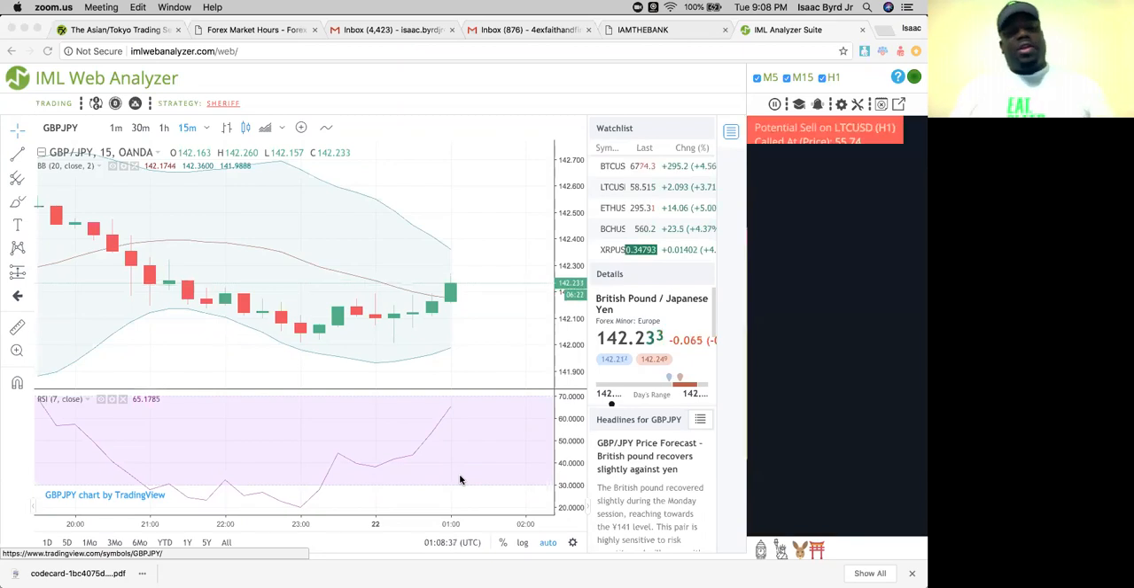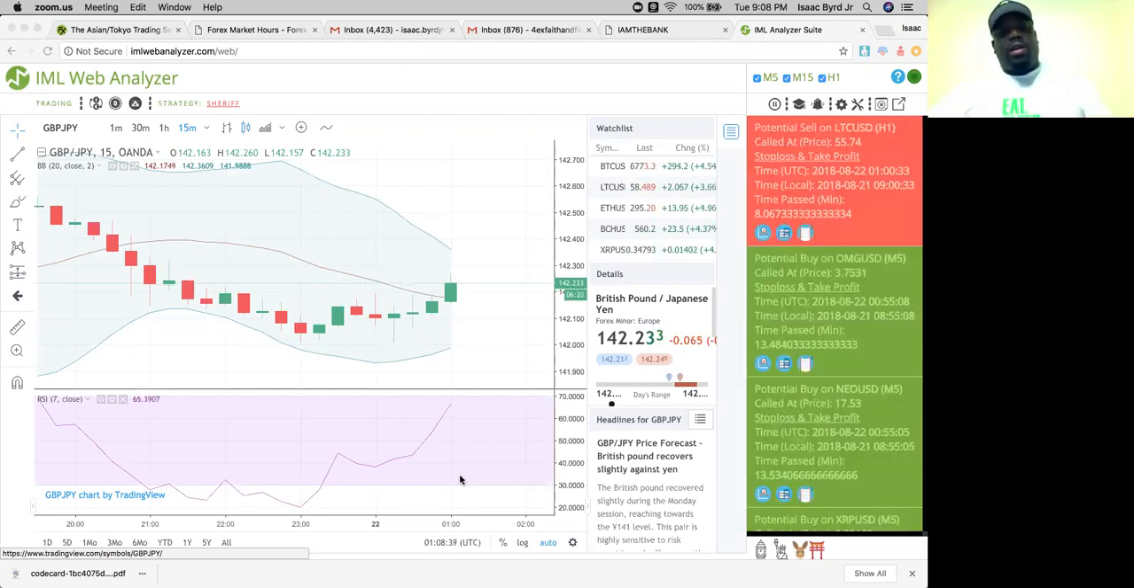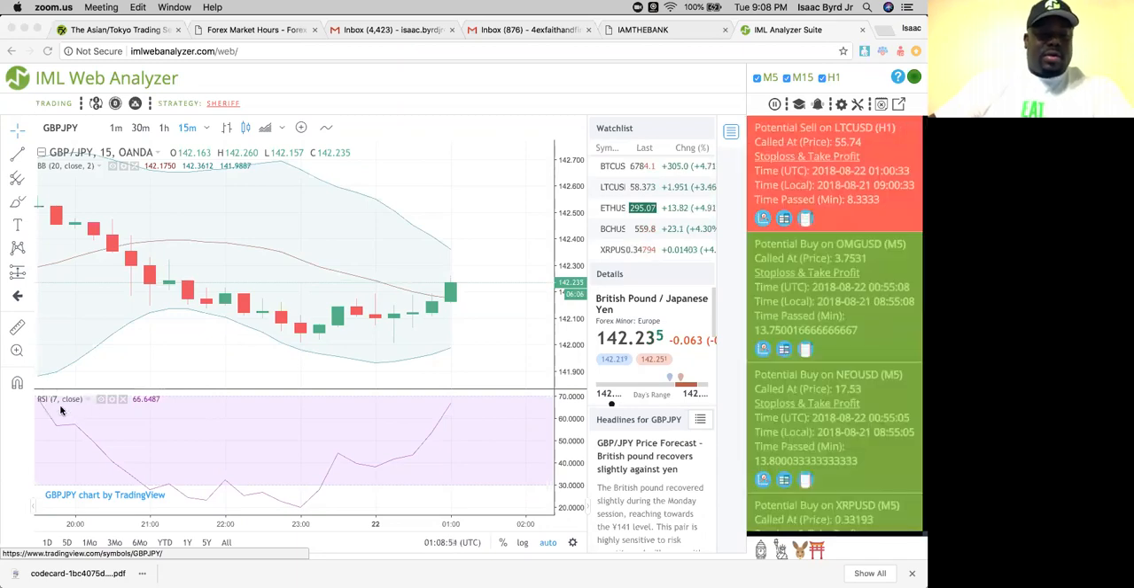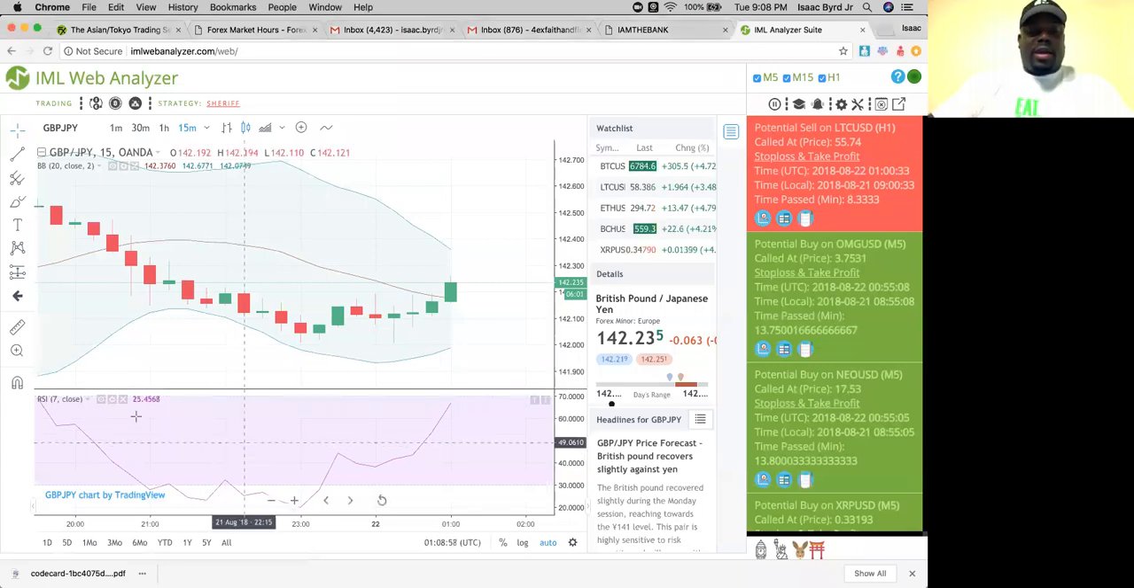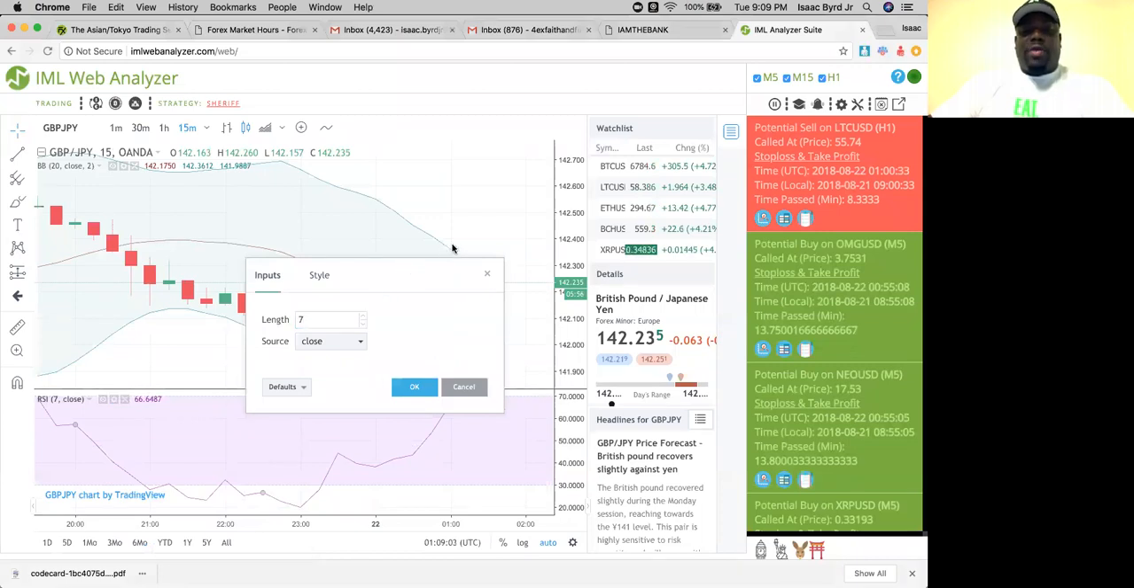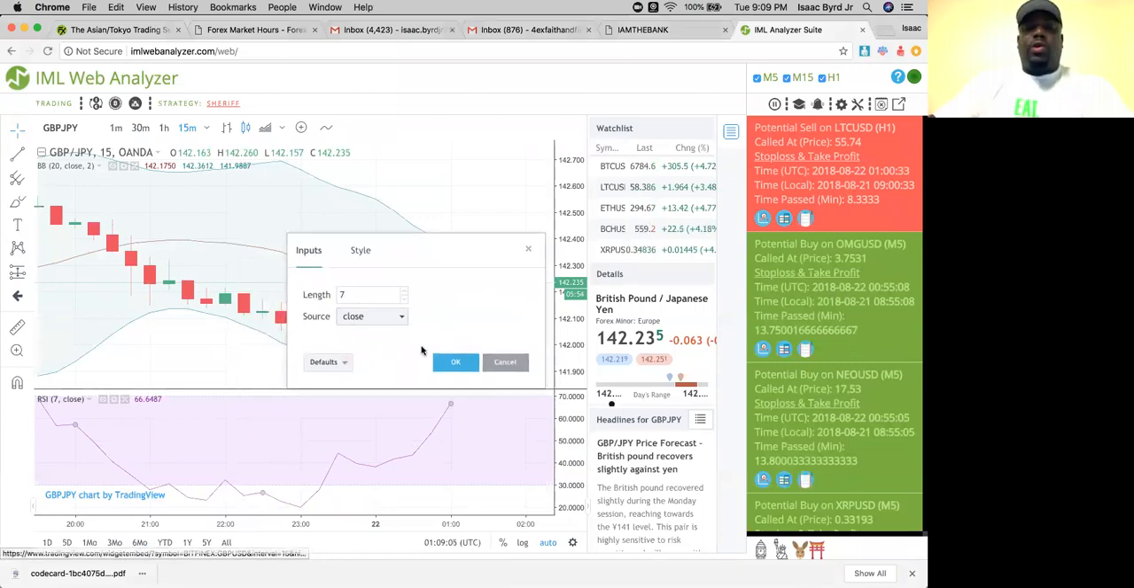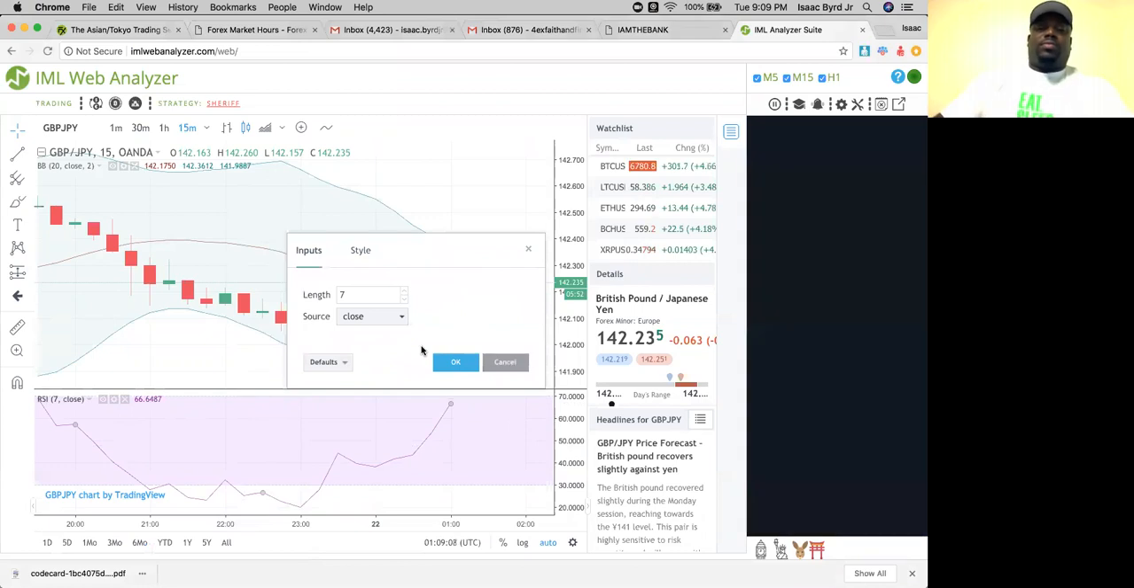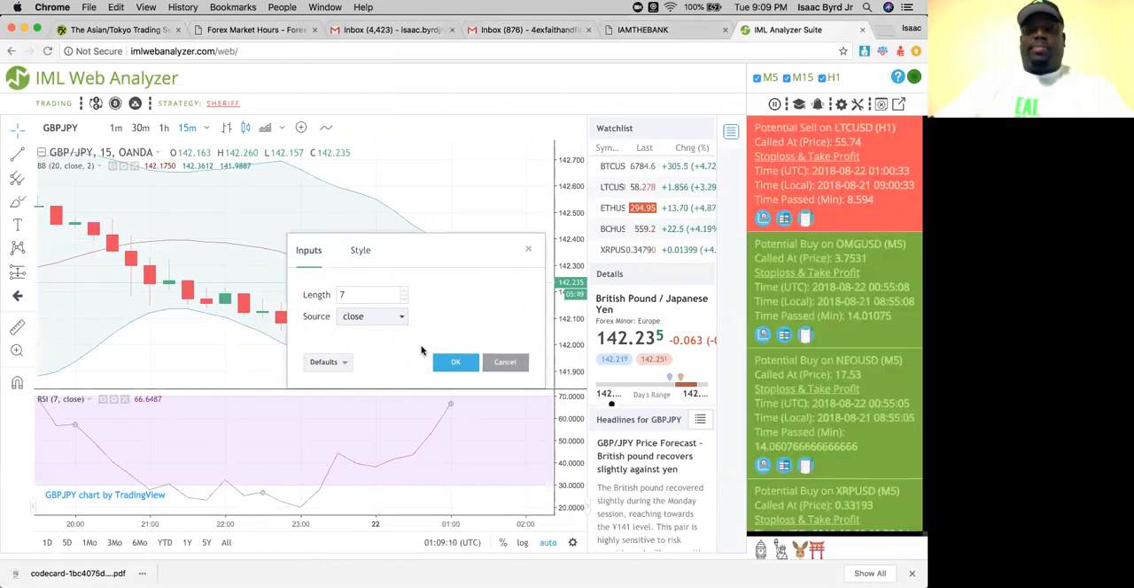Next thing that you need to know is we are looking for the relative strength index, which would be our RSI. And as you can see, our RSI here is set up with a 7 close. That's what you want as far as your setup. So if you're looking at your settings for your RSI, you want the length to be 7 and you want it to be closed on the source, just like it is shown here.